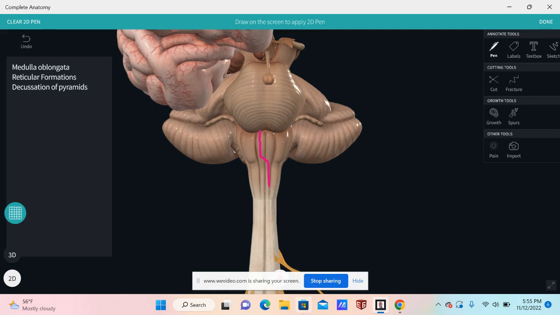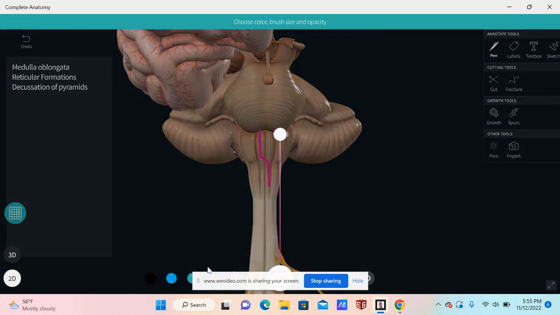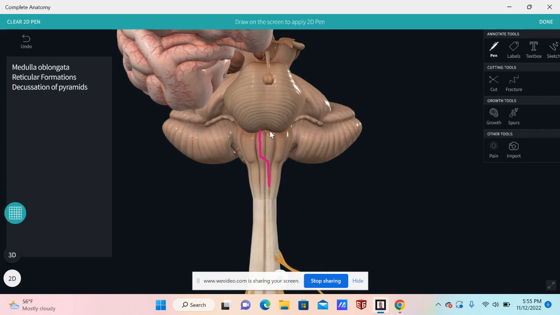And same thing, I can go blue. And then same thing over here. So these motor neurons that originate in the left cerebral cortex, the left primary motor cortex, are going to cross over here. So that's where the left ends up controlling the right side of the body, and the right side of the brain ends up controlling the left side of the body. All right, that's called the decussation of the pyramids.